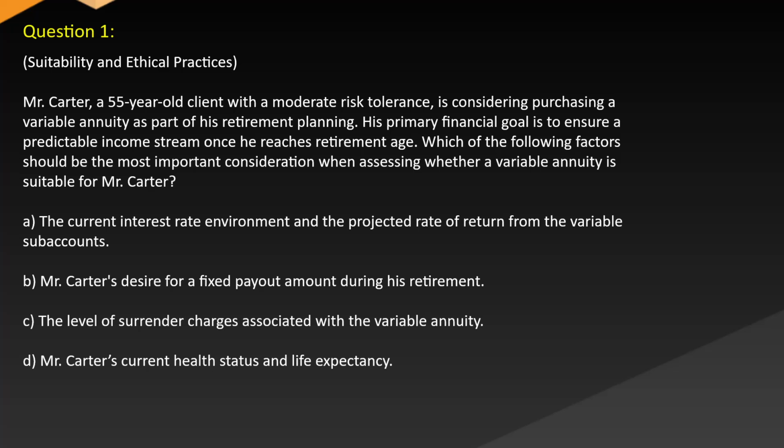Which of the following factors should be the most important consideration when assessing whether a variable annuity is suitable for Mr. Carter? A. The current interest rate environment and the projected rate of return from the variable subaccounts. B. Mr. Carter's desire for a fixed payout amount during his retirement. C. The level of surrender charges associated with the variable annuity. D. Mr. Carter's current health status and life expectancy.